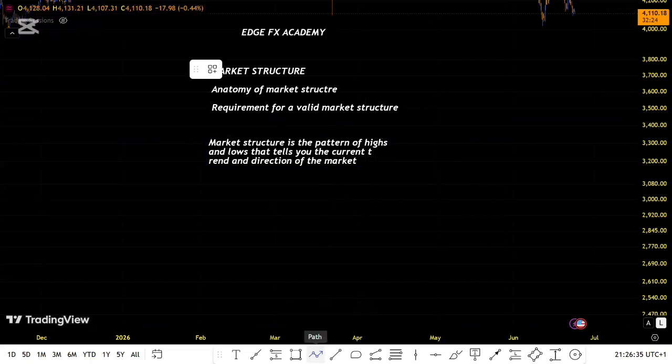What is market structure? Market structure is the pattern of highs and lows that tells you the current trend and direction of the market. So the pattern of highs and lows tells you the current trend and direction of the market. So let's look at it.